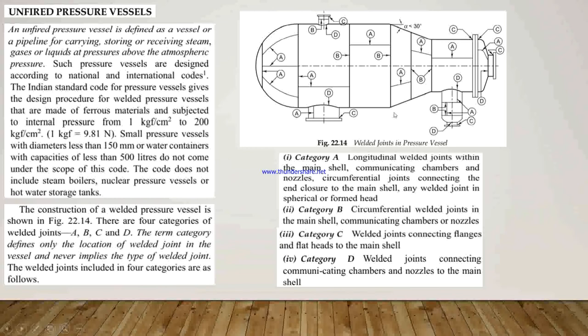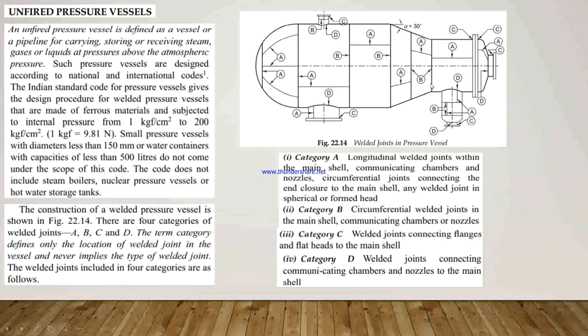Here we see in the figure that category A is for longitudinal welded joints. Category A is only for longitudinal welded joints within the main shell and communicating chambers, and the nozzle circumferential joints connecting the enclosures to the main shell, and any welded joints in the spherical or formed head, as shown by category A.